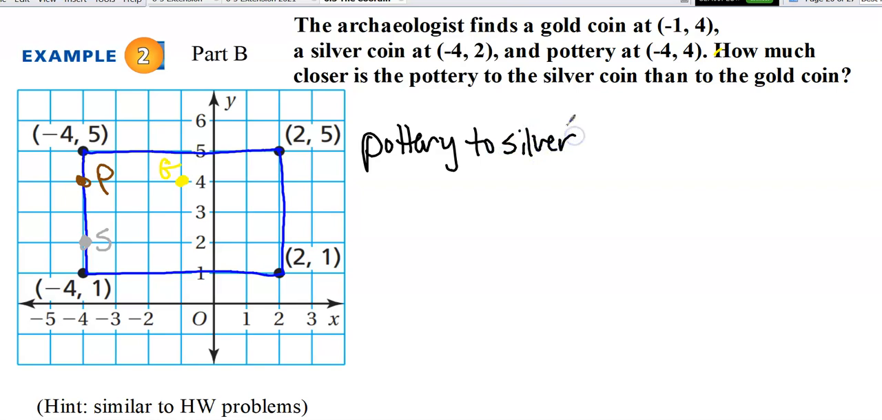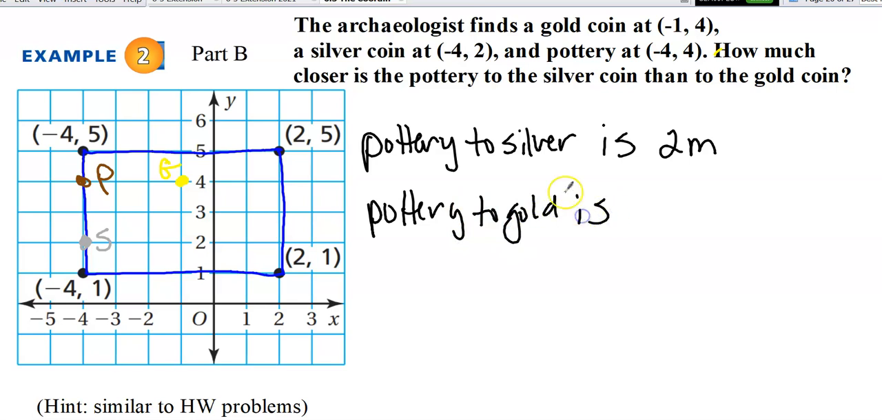So if I count the distance from pottery to silver, if I start here, it's 1, 2, right? So that's 2 meters. Then to the gold coin. So I want to find out what the distance is from the pottery to the gold coin. So pottery to gold is, so if I start here and I count 1, 2, 3, it's 3 meters.